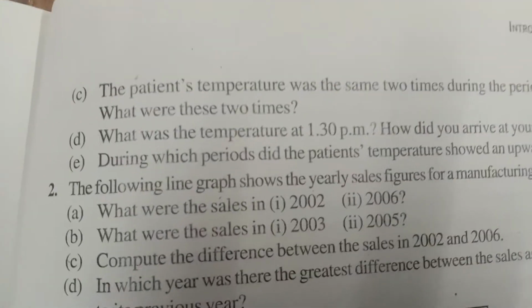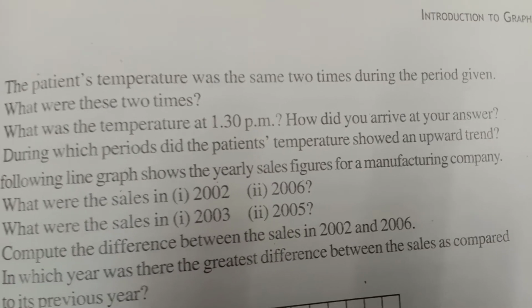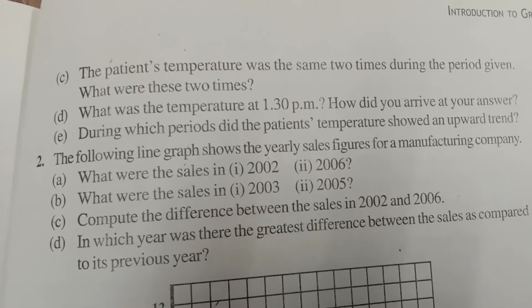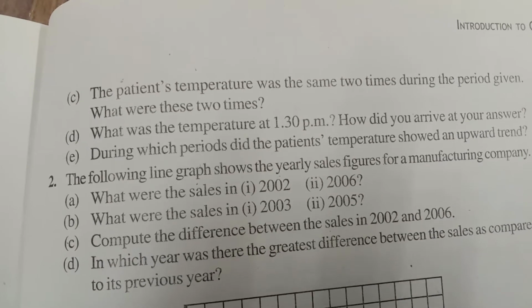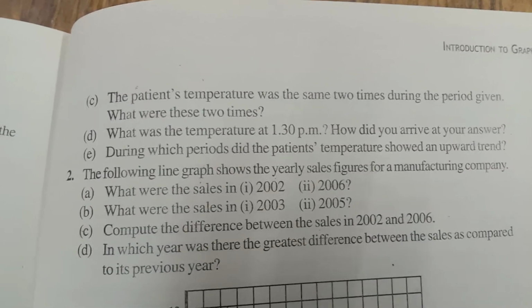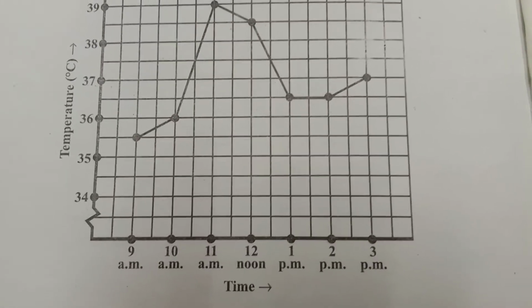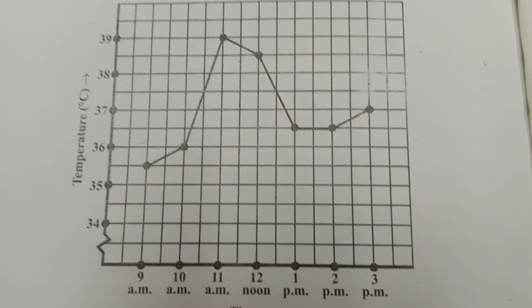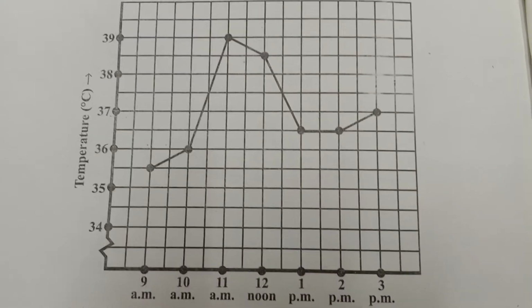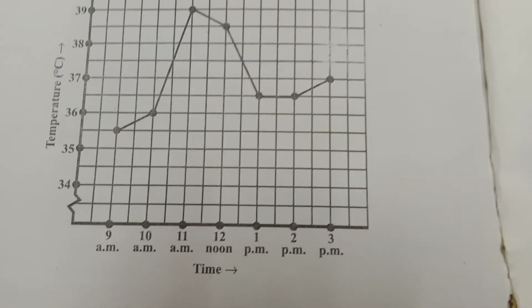Now the C bit. The patient's temperature was the same at 2 times during the period given. What were these 2 times? In which period was it the same? Come to the graph. Yes, you'll see at 1 p.m. we have 36.5 and at 2 p.m. also we have 36.5. So at what times is the temperature the same? 1 p.m. and 2 p.m.